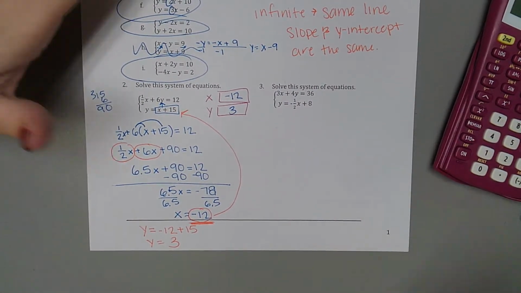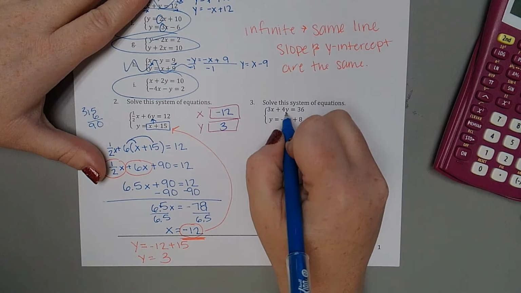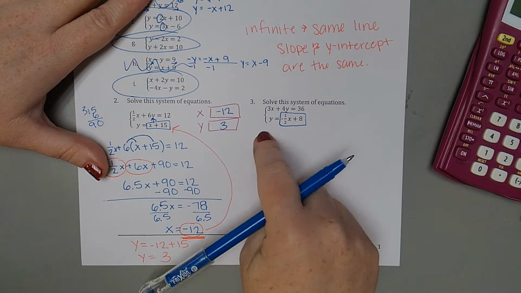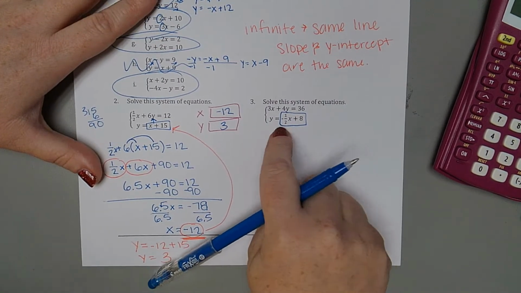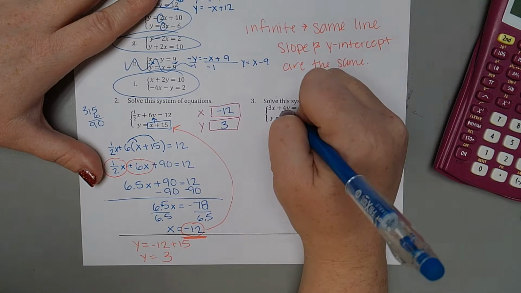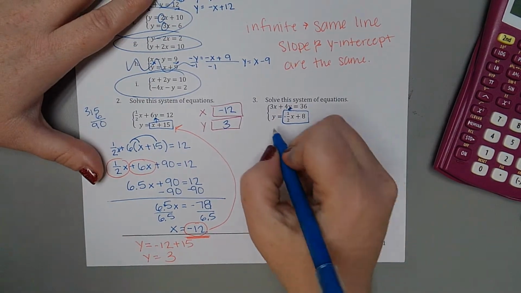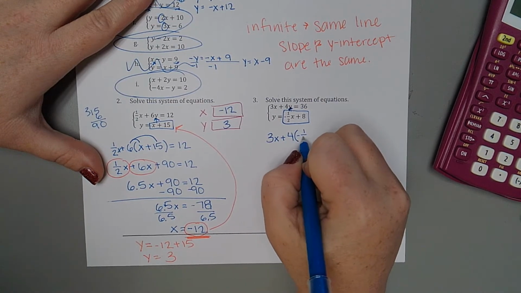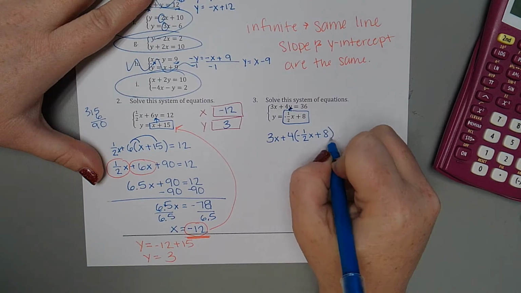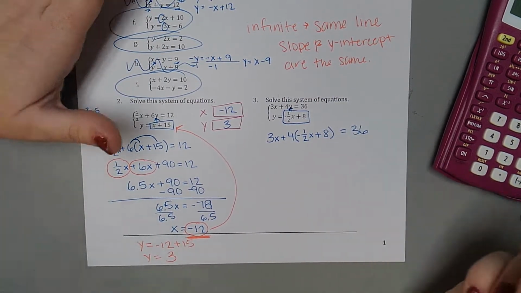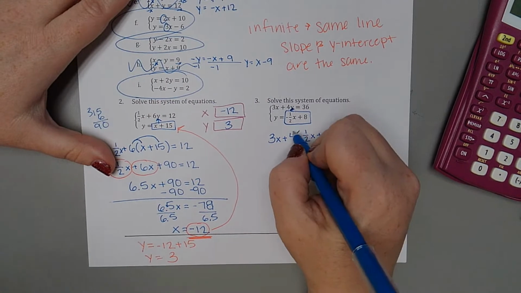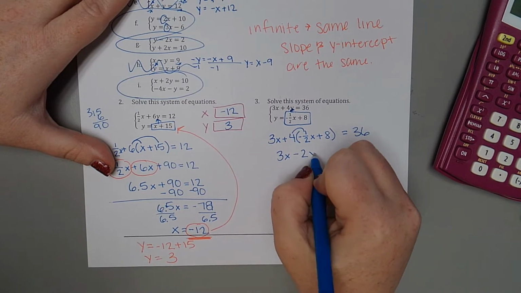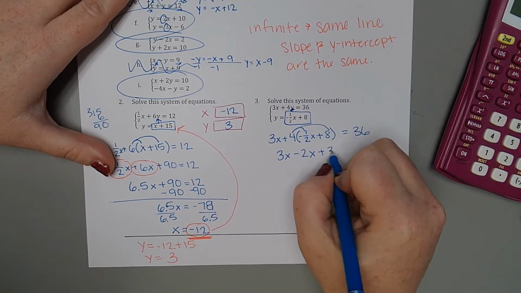Very similar problem. Plugging stuff in. So we have 3x plus 4y equals 36. And y is equal to negative half x plus 8. We're going to plug this in right here. 3x plus 4 times (negative a half x plus 8). All of it equals 36. There's parentheses, so we need to multiply. I'm going to rewrite my 3x. 4 times a negative half is negative 2x. 4 times 8 is 32.